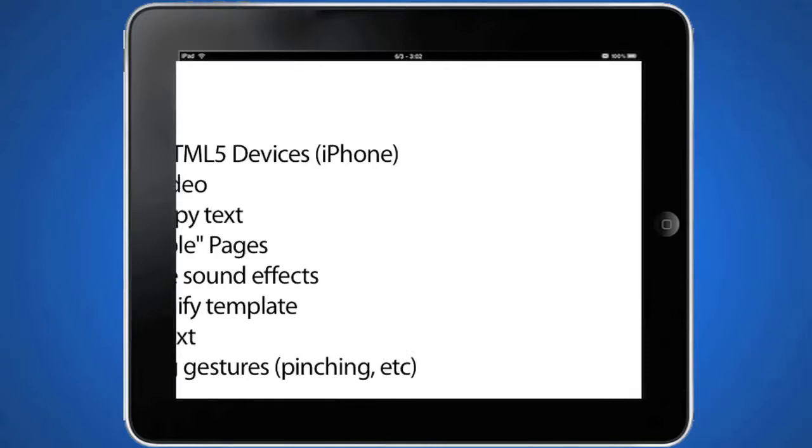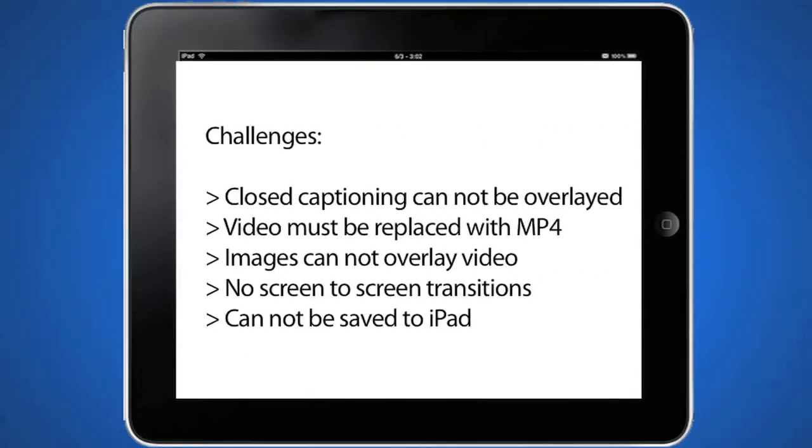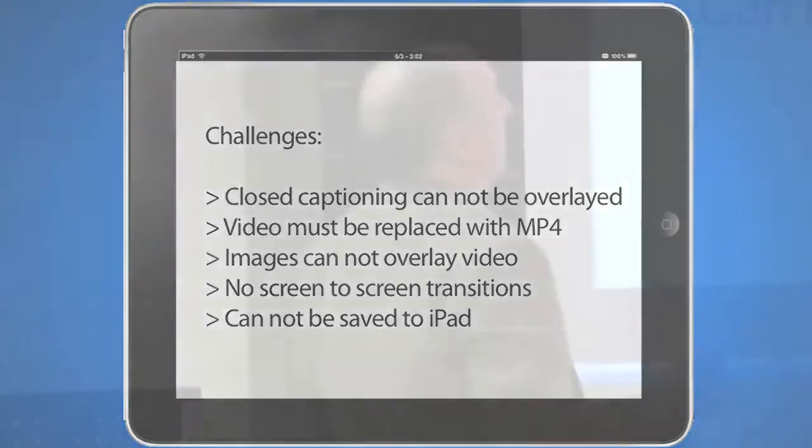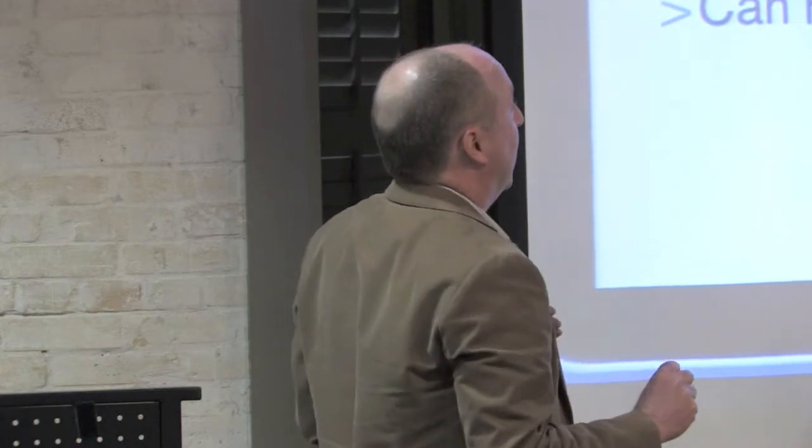And we're incorporating gestures. The challenges are the closed captioning that we incorporated in 2.1 we're going to have to do differently. We're going to have to embed it in the videos. The video files have to be replaced with identically named files ending in MP4. Because the other version of Pachyderm uses Flash video, which isn't compatible, you have to replace your videos. Images can't be overlaid on top of the video very well. We're working on that problem. And we don't have screen-to-screen transitions, although we think we're going to be able to solve that.